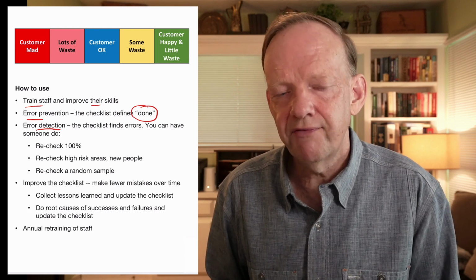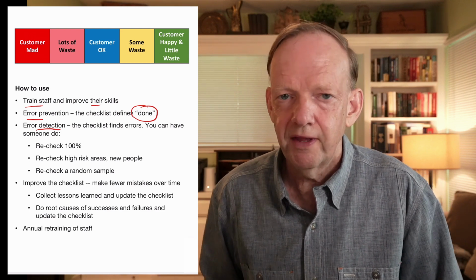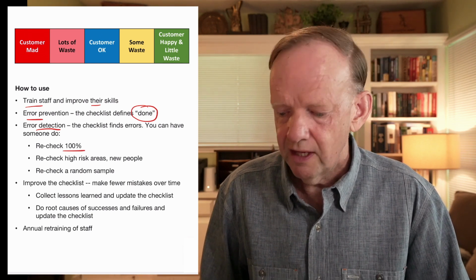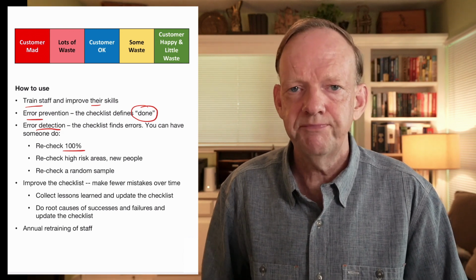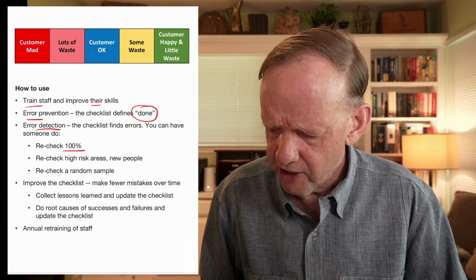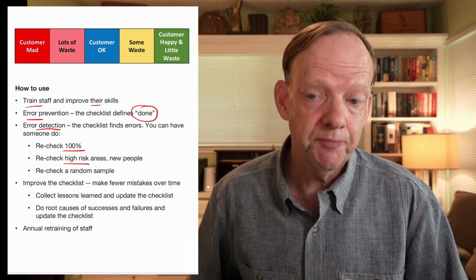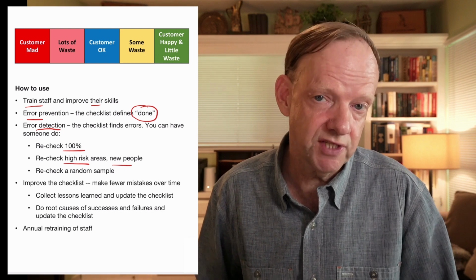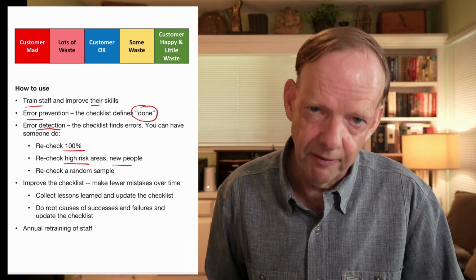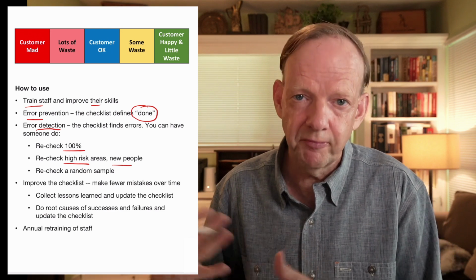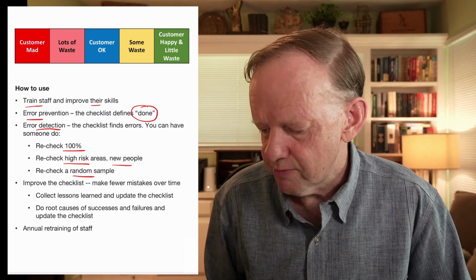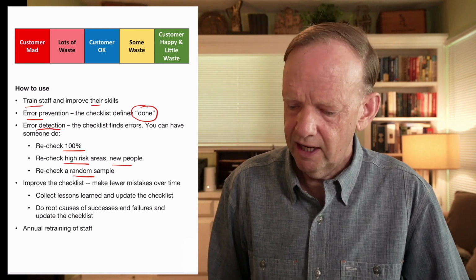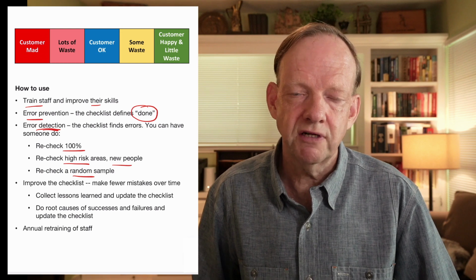So we could have some people use the checklist in their work and then recheck it at the end. We could do a recheck of 100% to make sure the work is done correctly, like a double check. We could recheck high-risk areas, which could be newer people. They get a bit more hands-on assistance to check their work because they are new. Again, the goal is not to beat them up. The goal is to provide feedback and help them learn the skills quicker. And we could do some random sampling of the checklist too. So we could have a second pair of eyes used for error detection to make sure things are done correctly.